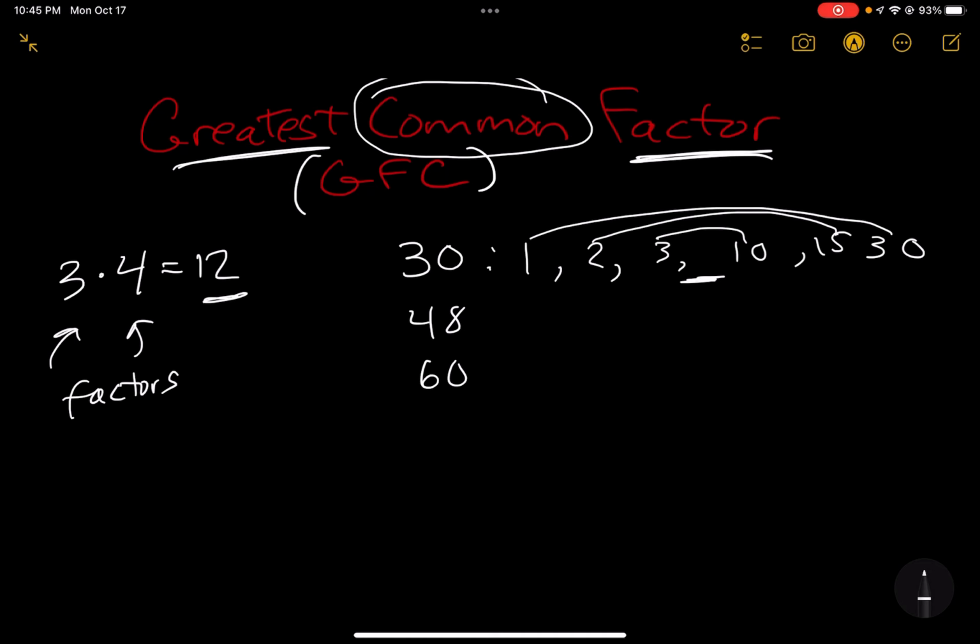Because now, what do I have left between 3 and 10? 4, 5, 6, 7, 8, 9. Well, I know that 5 times 6 is also 30. And now my numbers have closed in so that they're next to each other and I can stop.